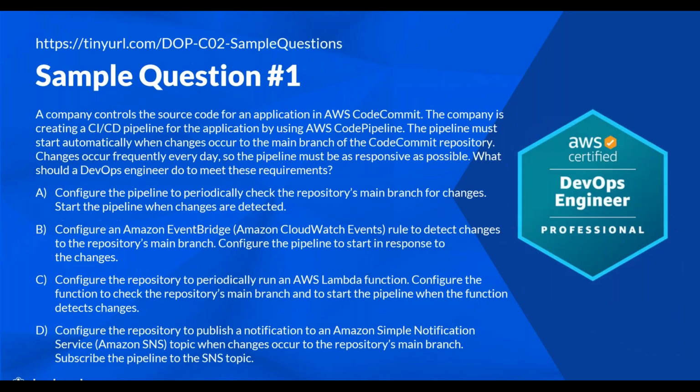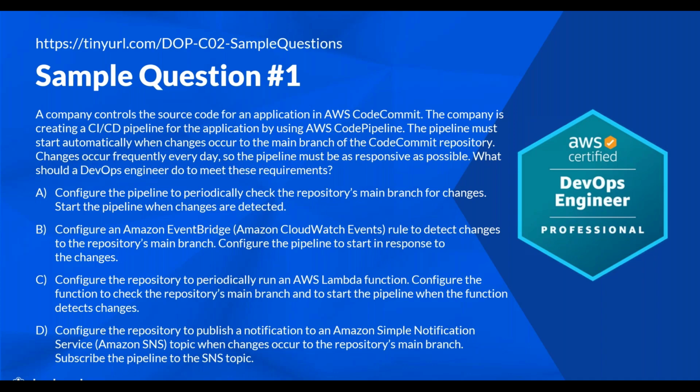So now that we've talked through how to tackle some of these exam questions, let's go through. We've chosen 3 sample questions, and these are from the official AWS sample questions for the exam. So what we're going to do is read through the question and the possible answers here, and then talk through how to use some of these strategies we've discussed to arrive at the correct answer. So question 1: a company controls the source code for an application in AWS CodeCommit.